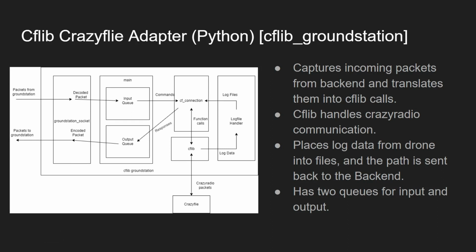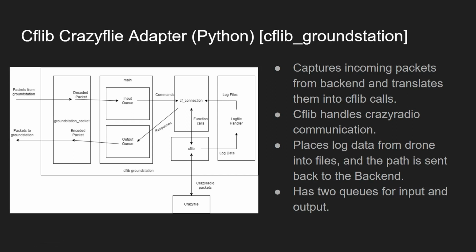And second, the old CrazyFly GroundStation was written in C++. It was very hard to read as a code base. We hope that ours is a lot more understandable, and it uses the open source CFlib library provided by Bitcraze, so a little better integration with the drone from more modern software.